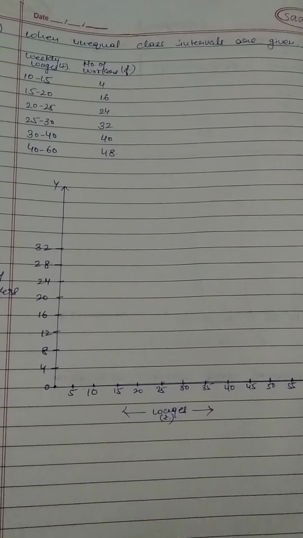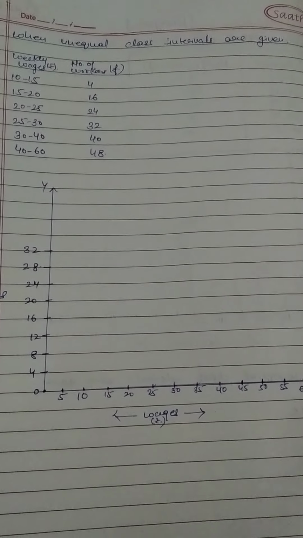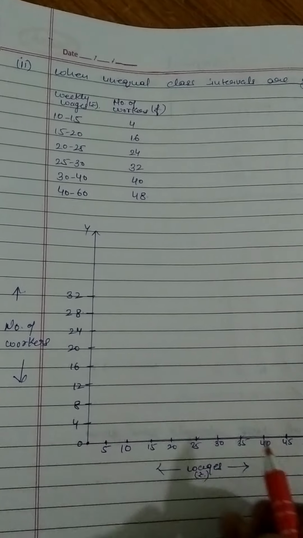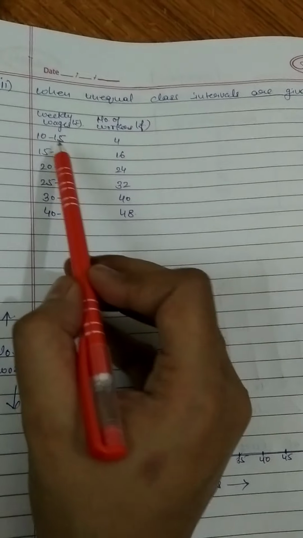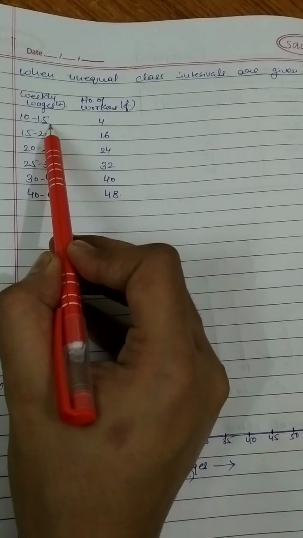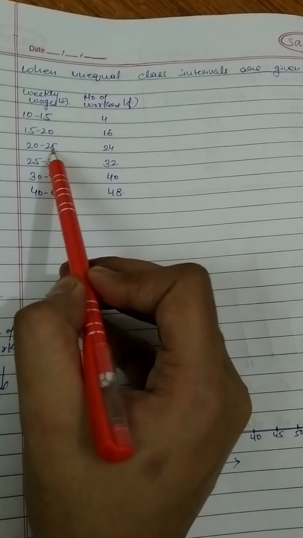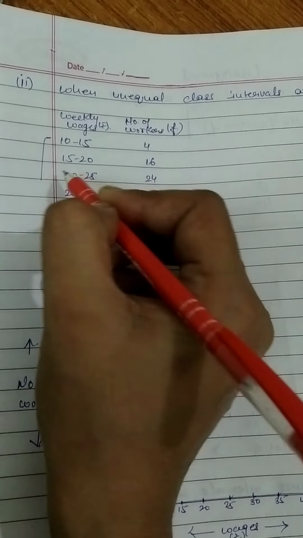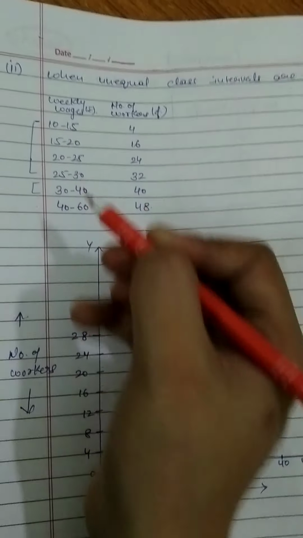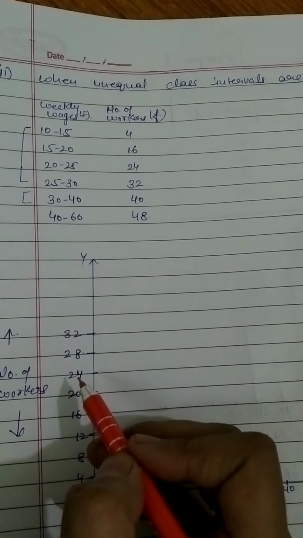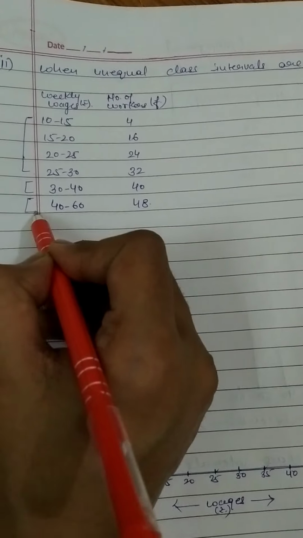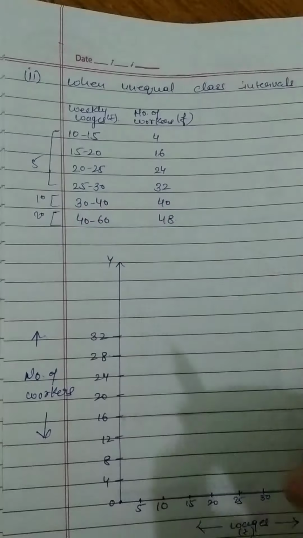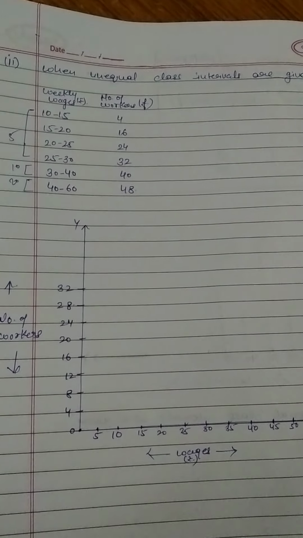So the next case of histogram which I will discuss today is when unequal class intervals are given. Here you see the class intervals are unequal: 10 to 15, class interval is 5; 15 to 20, 20 to 25, 25 to 30. Till here it is equal. Now 30 to 40 it is a difference of 10, and 40 to 60 it is a difference of 20. So here we see these class intervals are not equal.